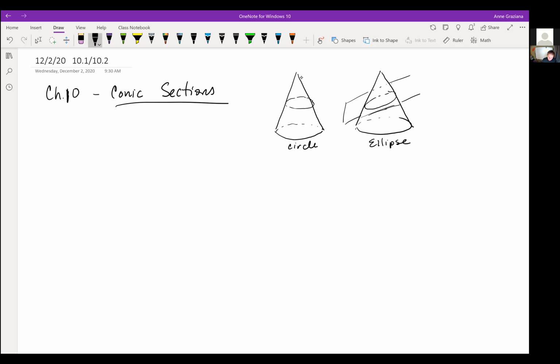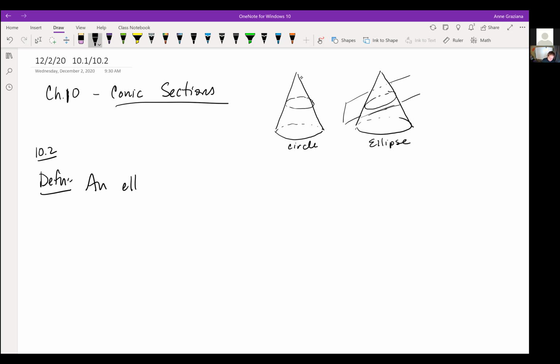Okay. So let's do some definitions. So we're going to start with 10.2 and then I'm going to circle back. Ha ha ha. You don't understand that pun yet, but 10.1 is about circles. So I'll come back to it once we talk a little bit about ellipses. Oh, the corny math jokes. All right. So here's a definition.